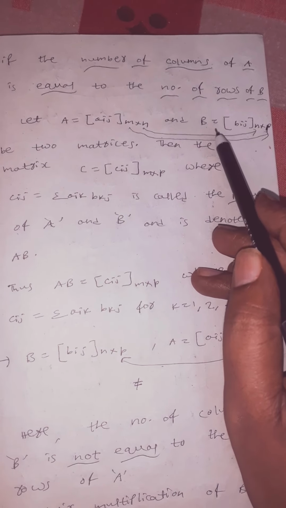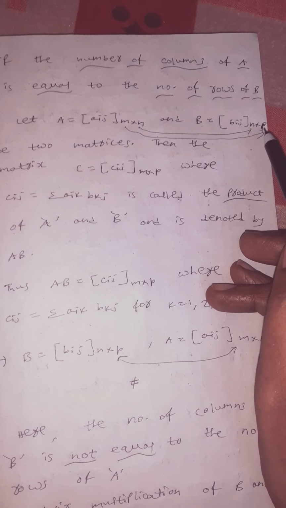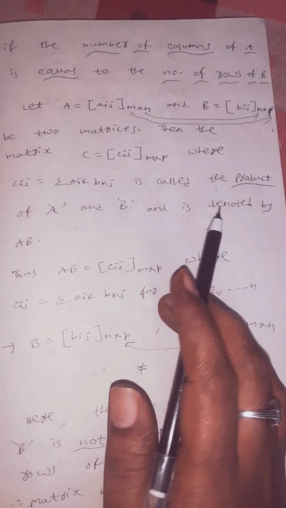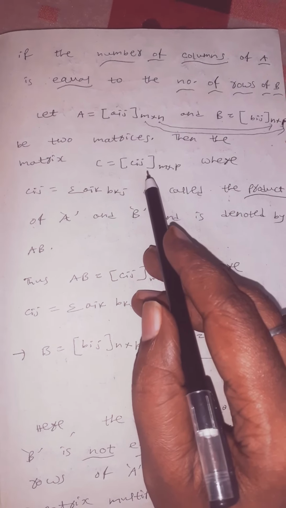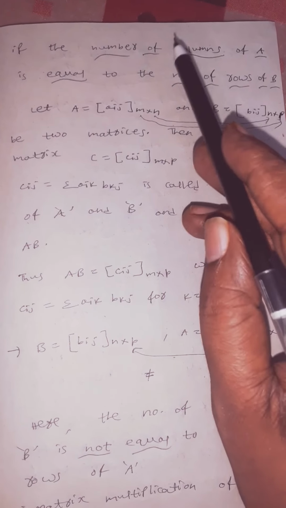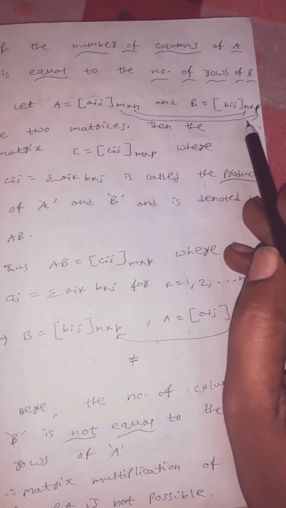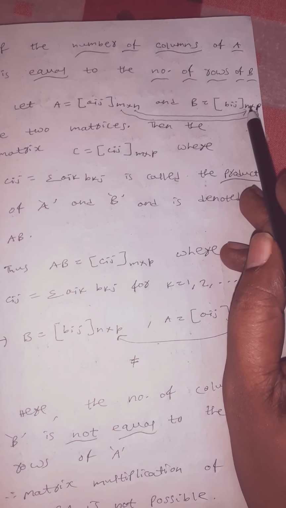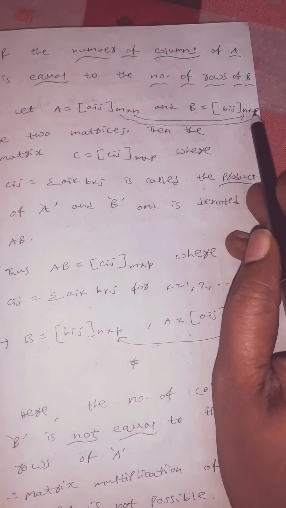and B equal Bij, an n by p matrix. Two matrices, then matrix C equals Cij. So what I told, the number of columns of A is n, that should be equal to the number of rows of B. Here both values are the same.